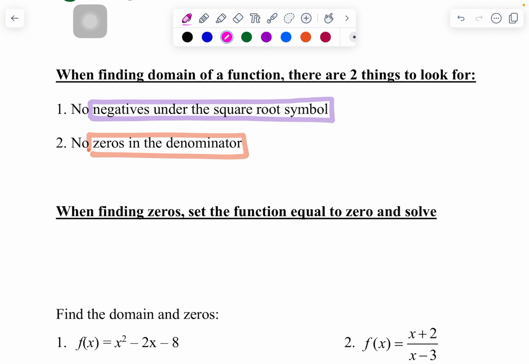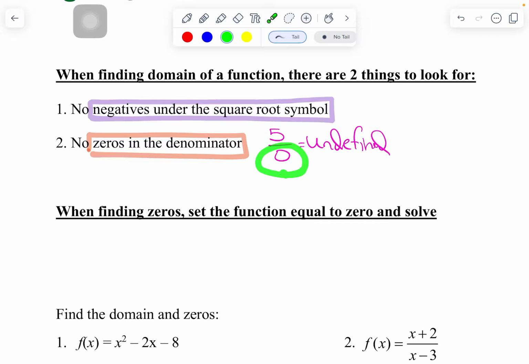A gentle reminder, if you have something like 5 divided by 0, remember that is undefined, mathematically. The problem is we can't have that. We cannot have a 0 in the denominator because undefined isn't a point. You can't tell me, oh, it's 0, undefined. No, that's not a location.